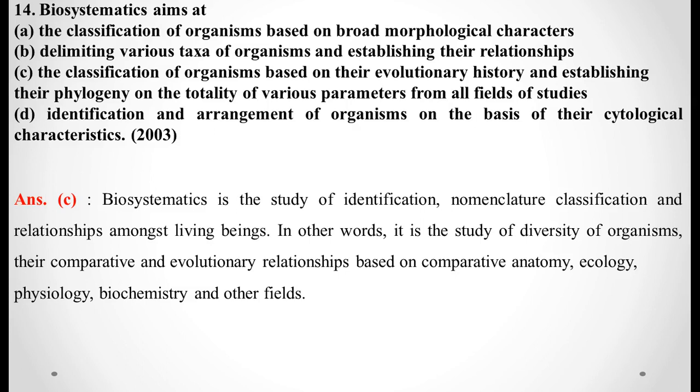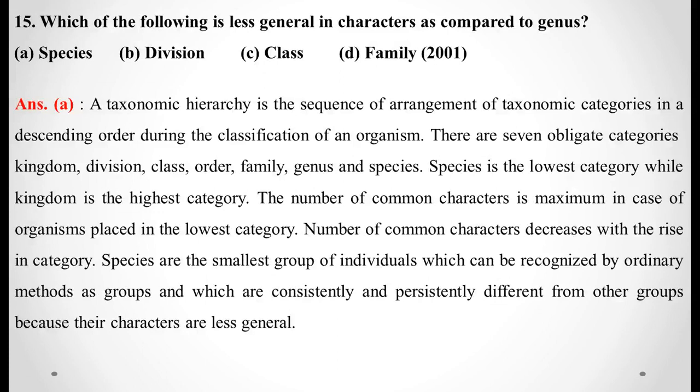Next question, 15. Which of the following is less general in characters as compared to genus? That is, less general in character as compared to genus: species, division, class, family. There are 4 options. So option A, species, will have less characters in general, common, as compared to genus.